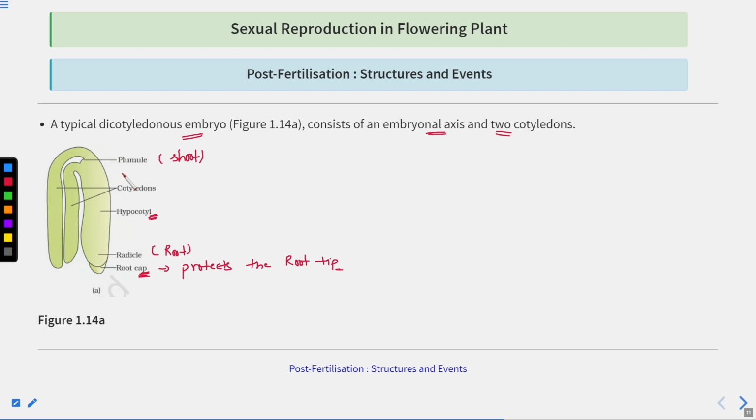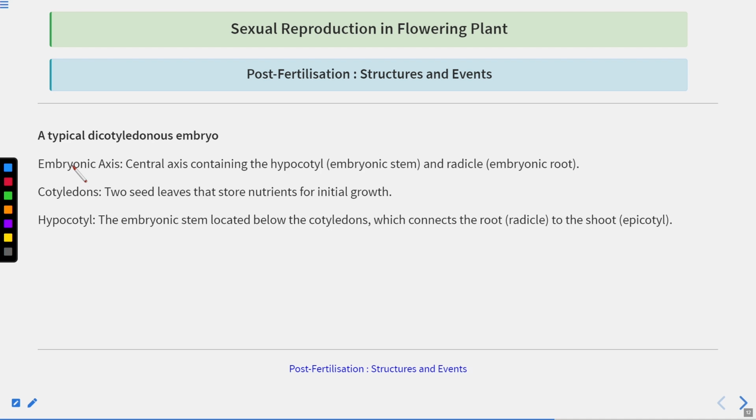Then we have the epicotyle, which is the region above the cotyledons. Now let's discuss this. A typical dicotyledonous embryo consists of the embryonal axis. What is the embryonal axis? The central axis containing the hypocotyle, which is also known as the embryonic stem, and a radicle, which is known as the embryonic root. So hypocotyle is the embryonic stem, whereas the radicle is the embryonic root.